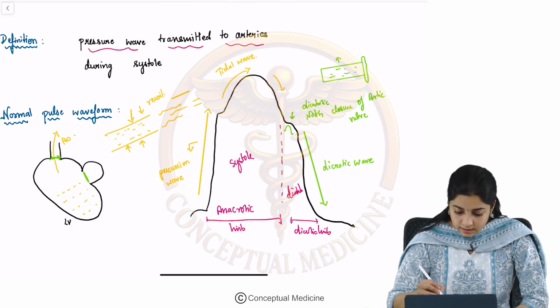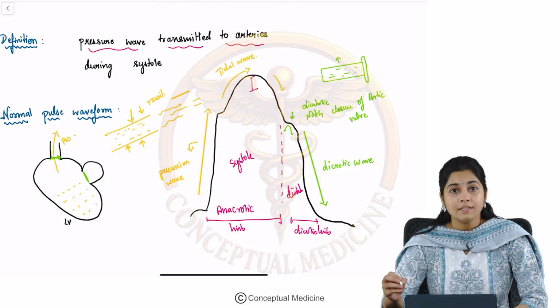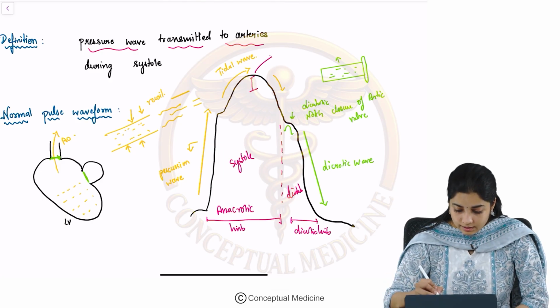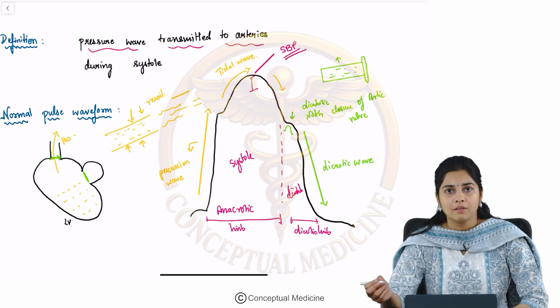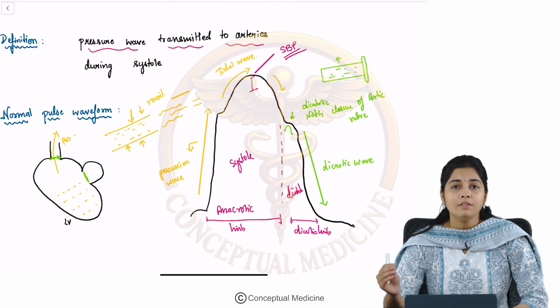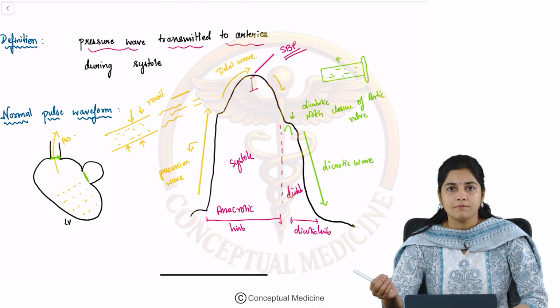Can we also say that the peak pressure that is generated during systole is nothing but the systolic blood pressure? So this gives us the systolic blood pressure. Okay. So this is about the normal pulse and the normal pulse waveforms for you.